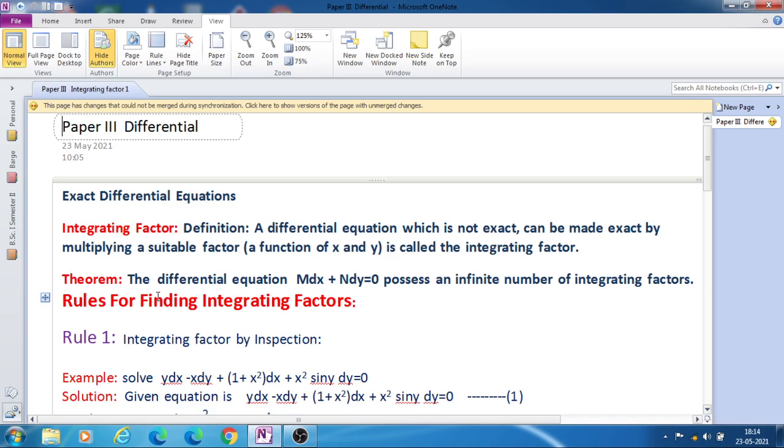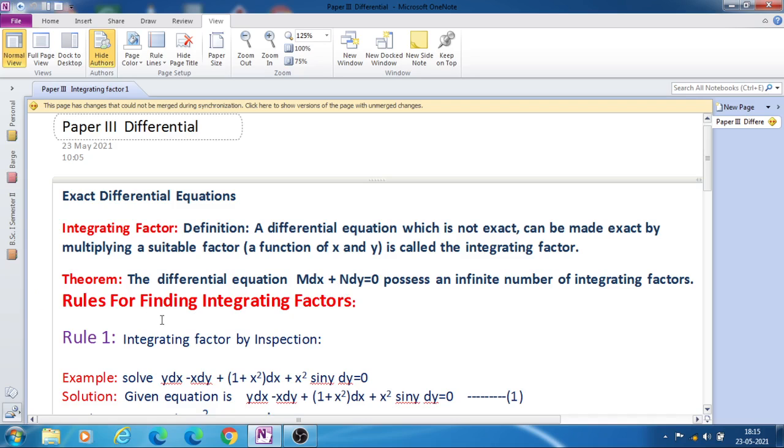So this is a result about integrating factor: the differential equation M dx plus N dy is equal to 0 possesses an infinite number of integrating factors. So for any differential equation, to make it exact, there may be infinitely many integrating factors. So the integrating factor is not unique.